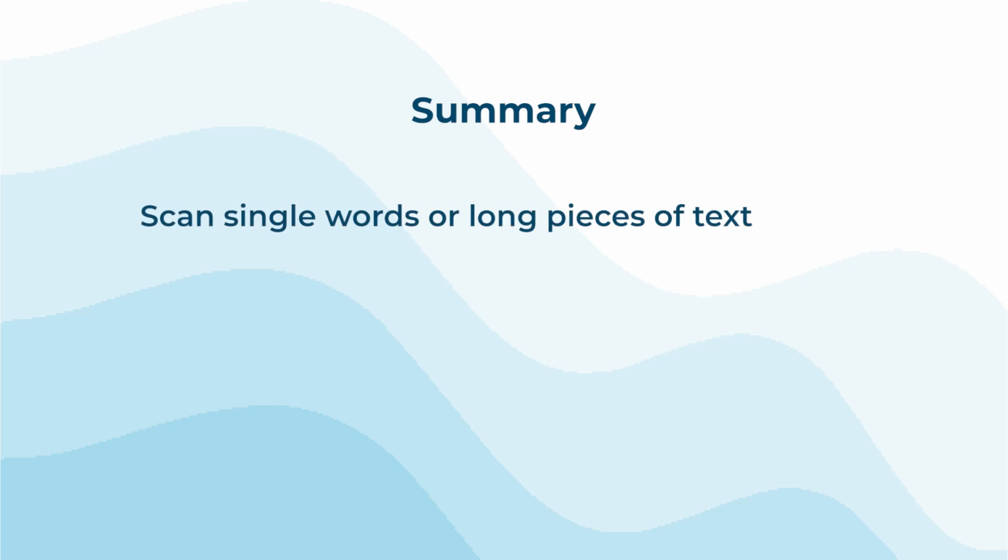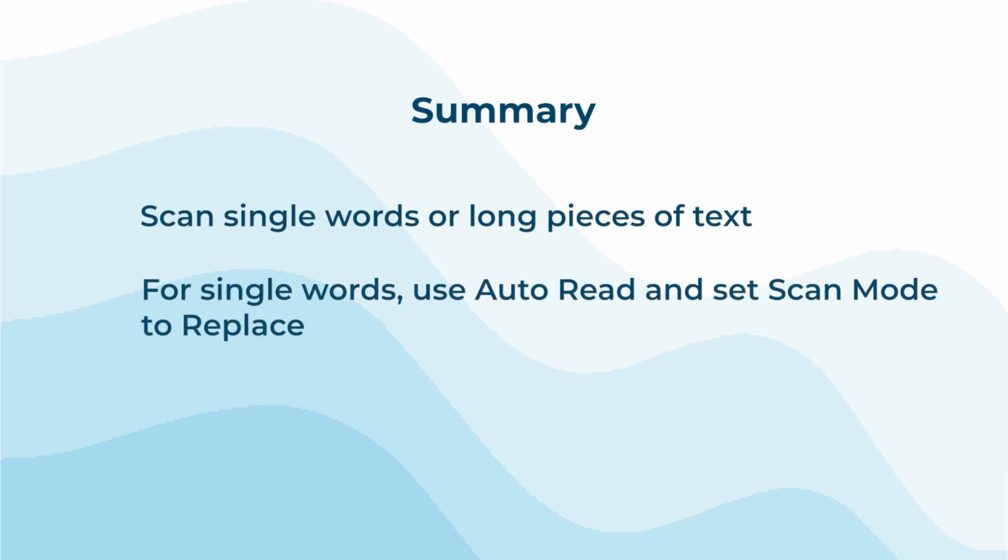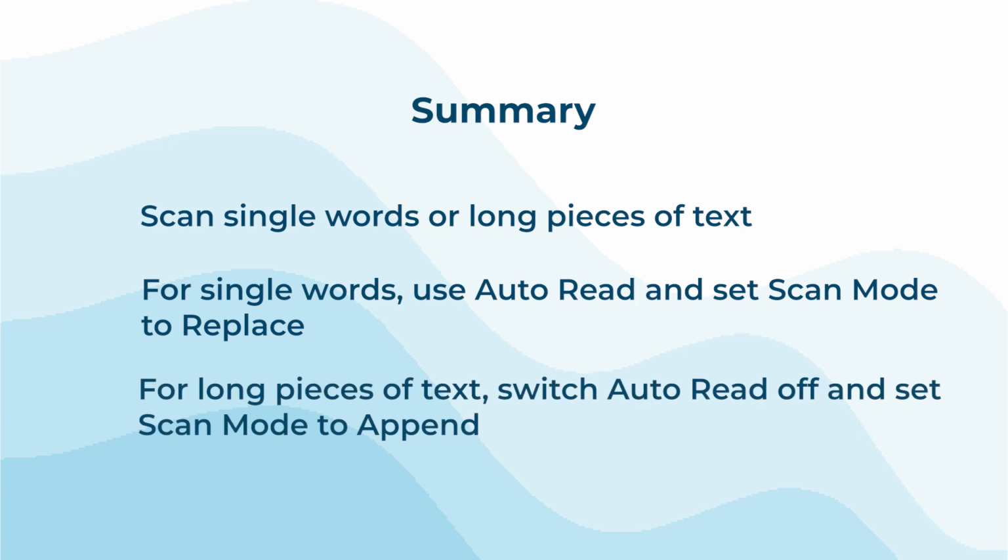You can use the reader to scan single words or long pieces of text. For single words, our recommended settings are Auto Read switched on and Scan Mode set to Replace. And for longer pieces of text, we'd recommend switching Auto Read off and setting Scan Mode to Append.